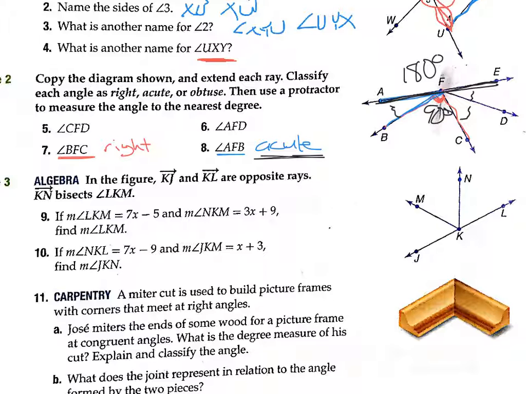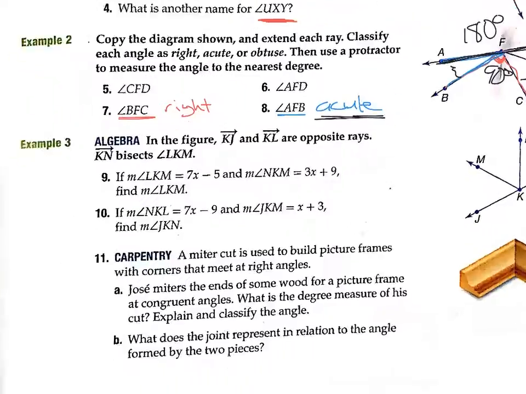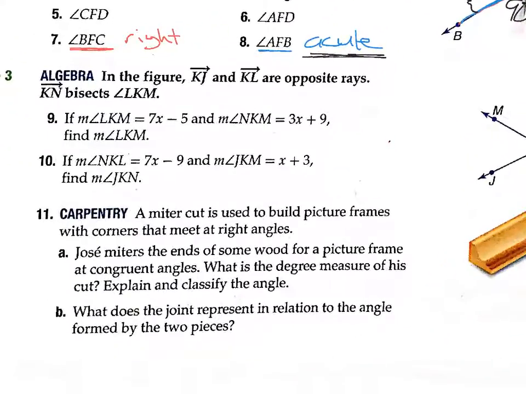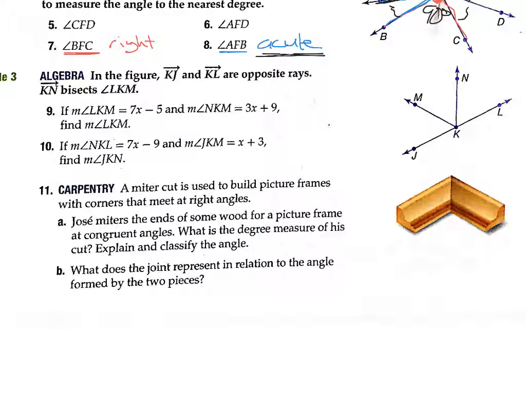Okay, let's go to the next one. These are a little bit more difficult here. So what we're going to do here is use the figure, and fill in information based on what the problem says. So number 9, if LKM, so again I'm going to trace LKM, so all of this is 7x minus 5. And NKM, so just this little part inside is 3x plus 9.